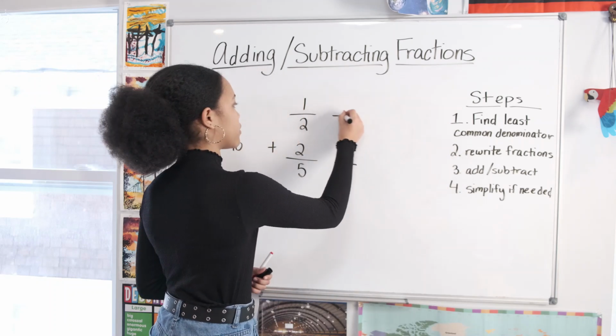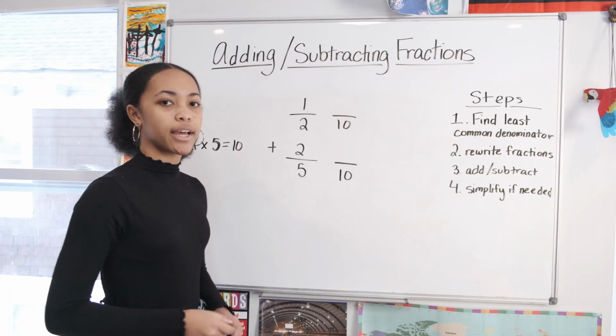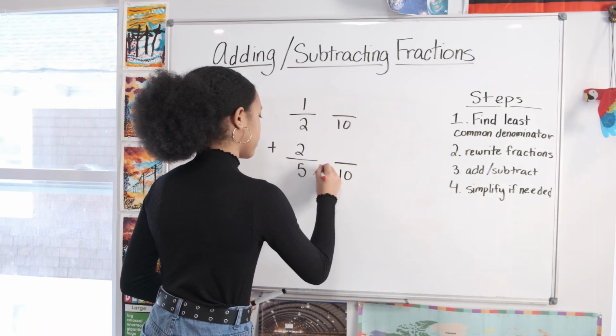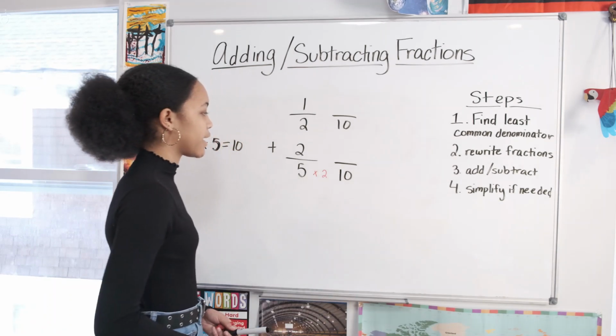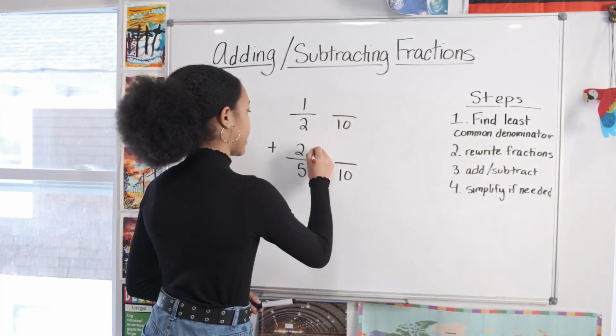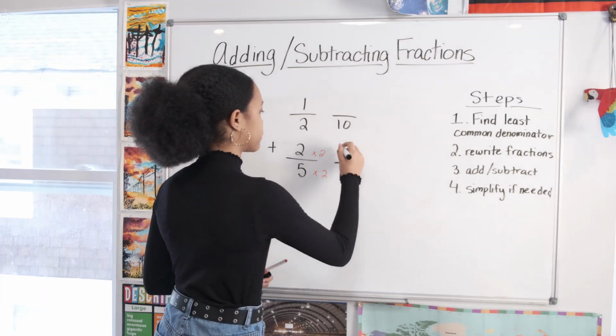So our denominators are going to have 10. So how do we get to 10 from 5? We multiply it by 2. 5 times 2 is 10. Whatever we do to the bottom, we do it to the top. So now we do 2 times 2, which is 4.